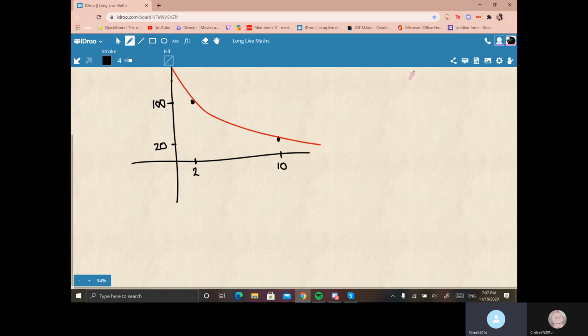Because it's decaying, isn't it? It's getting lighter and lighter. It's losing its mass. I want to know the half-life of this. How do I work out the half-life?